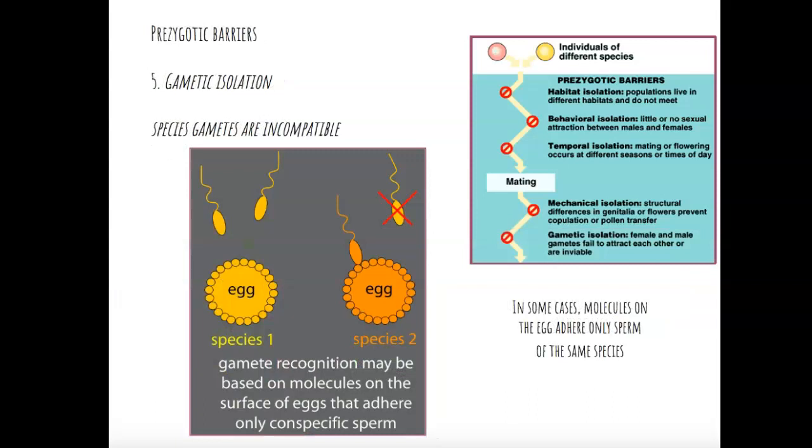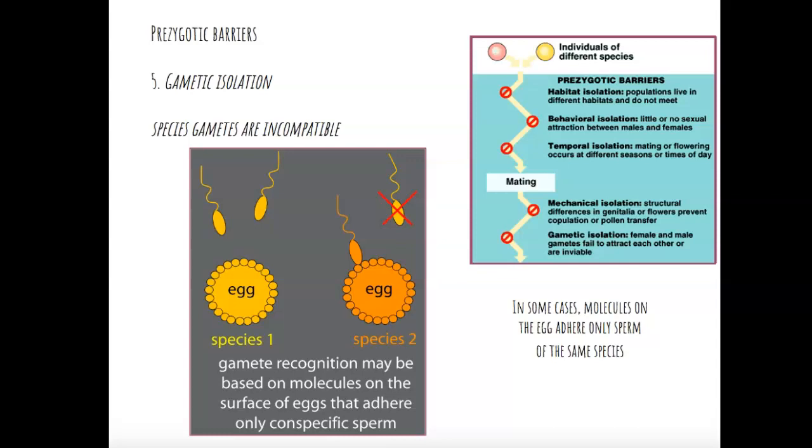So the last type of prezygotic barrier is called gametic isolation. And this is where species gametes are just incompatible. So we've gotten past all of the other prezygotic barriers. We've gotten past the fact that you don't live in the same habitat. We live in the same habitat. Our behaviors align. We're mating at the same time of year. Our genitalia fit together. So now we're able to copulate.